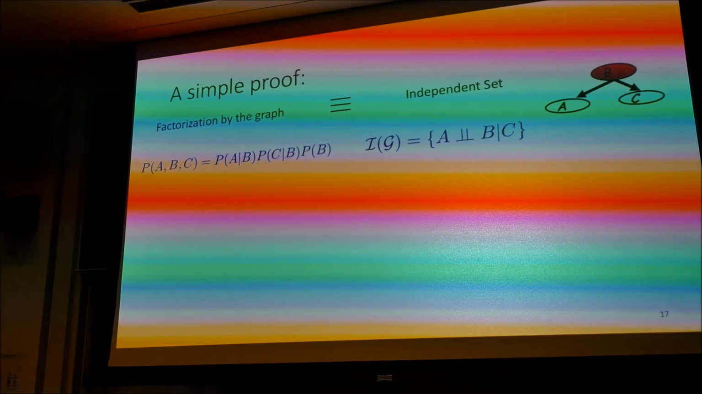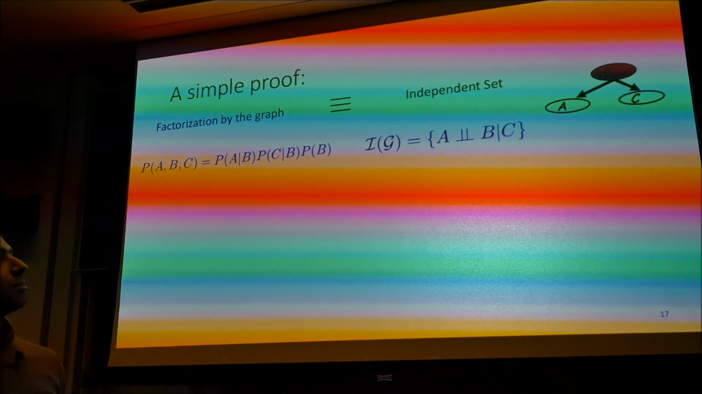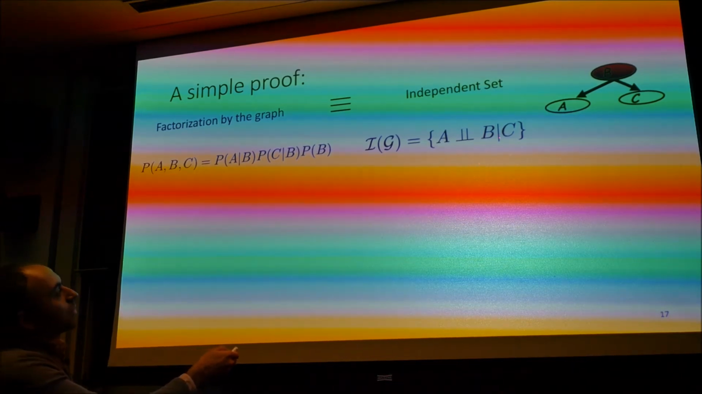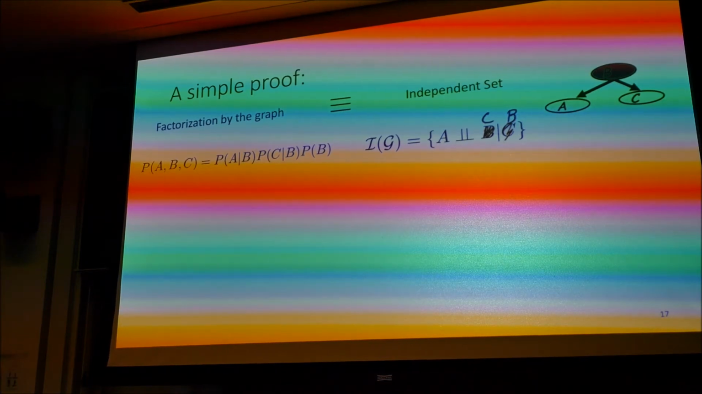Right? So, yes? Are B and C mixed up in the I of G? Say it again. Are B and C switched in I of G? Oh, you're right. Yes, that's my mistake. I'll fix this. So it's basically A and C are independent. Sorry for that. I think my factorization was correct, but this one was wrong.